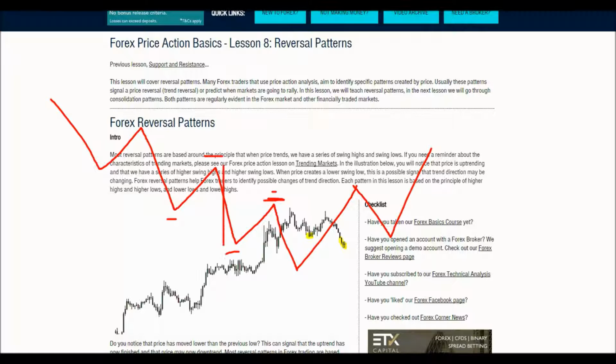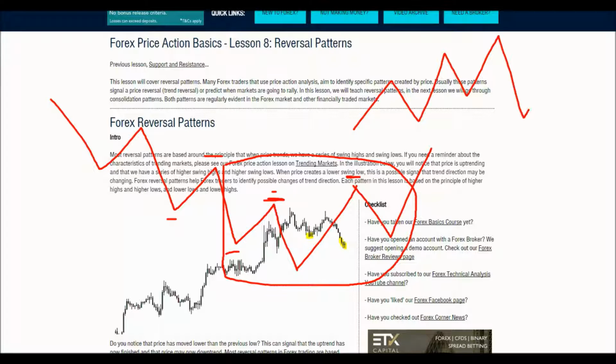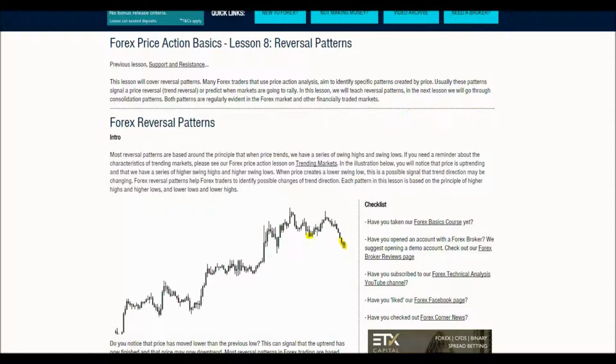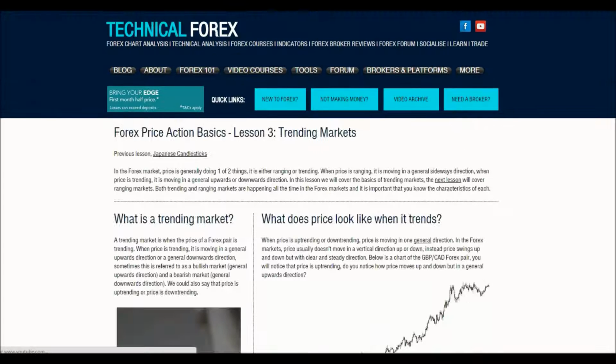Now, why do we need to know about price patterns? Because price patterns help us to identify when highs are broken on downtrends and when lows are broken on uptrends. If we can identify this, and a pattern helps us to do that, then we can predict what's going to happen with price.